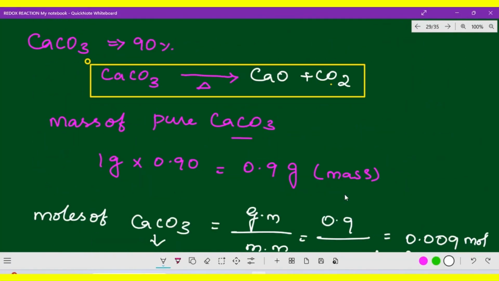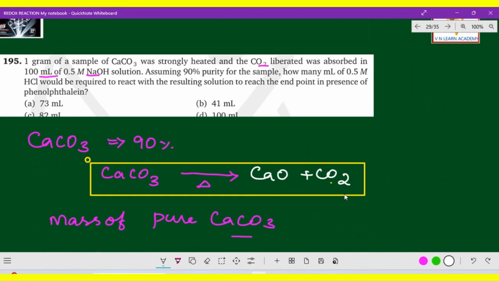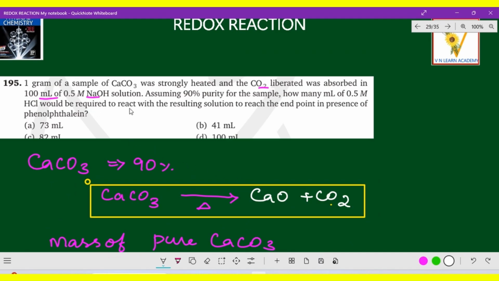Now what is the correct option? See, it's very big: 82 ml. Yes, you got it. So 82 ml of HCl would be required to react with that resulting solution to reach the end point with phenolphthalein indicator. 82 ml is the correct option. Option C is the correct option. I hope you got the clarity of all these questions.